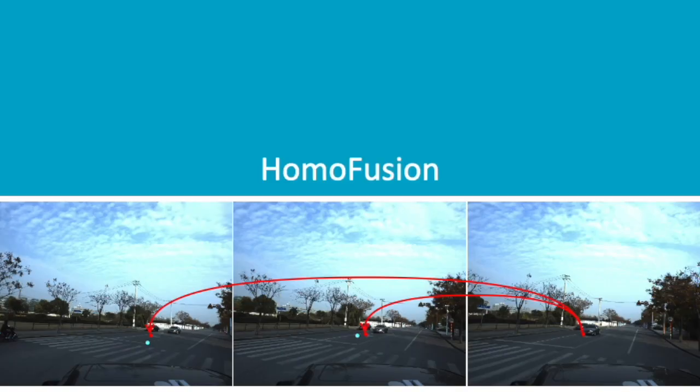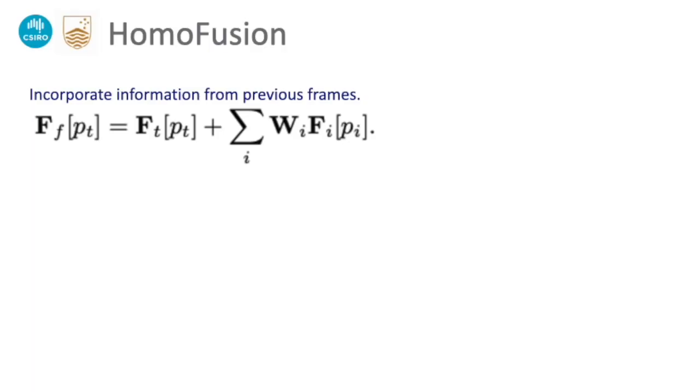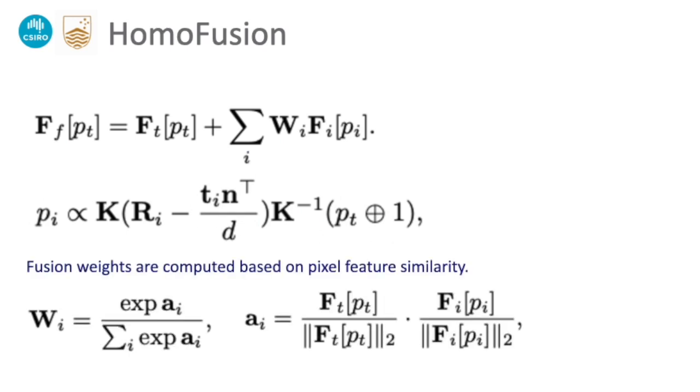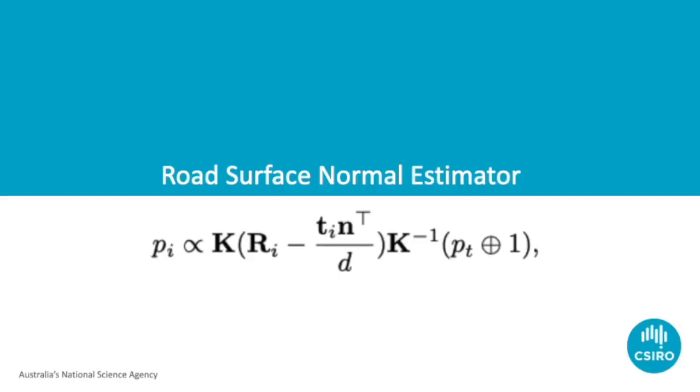Then, we introduce the details of HomoFusion. The HomoFusion module employs a pixel-to-pixel attention mechanism to incorporate information from previous frames. Here is the fusion equation based on pixel p. P_t is the 2D pixel in the current frame, P_i is the projection in previous frames. Pixel correspondences are established through homography. Fusion weights are computed based on normalized feature similarity.